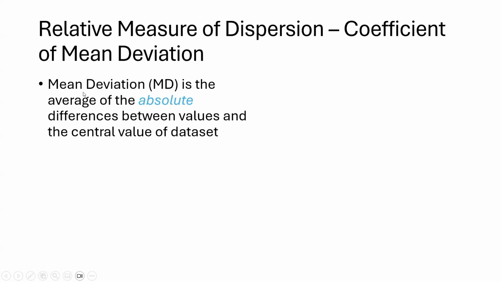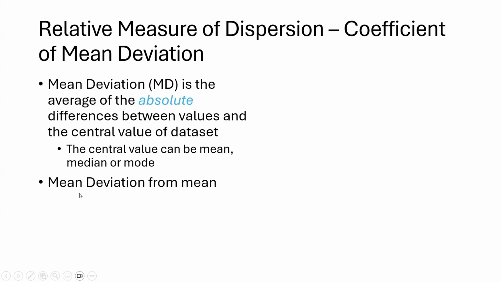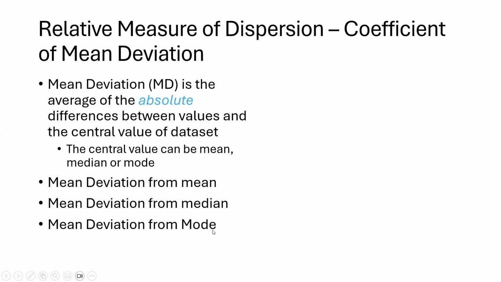Mean deviation is the average of the absolute differences between the values and the central value of the data set. So the central value can be mean, median or mode. So we can have mean deviation from mean, mean deviation from median and mean deviation from mode, and similarly we can have coefficient of mean deviation from mean, from median and from mode. The coefficient prefix indicates a relative measure of dispersion.